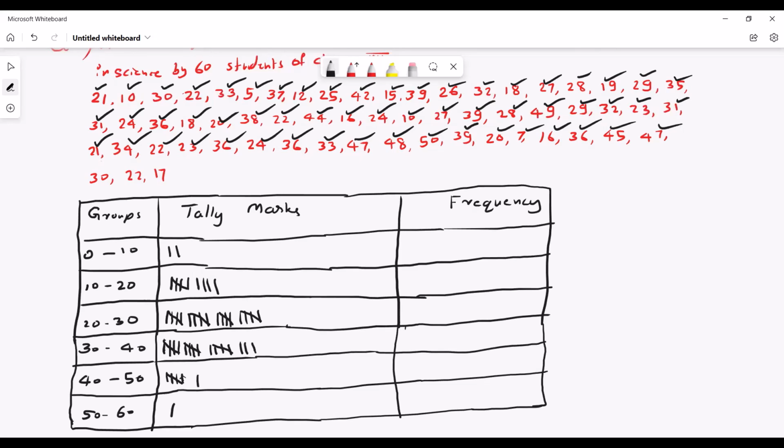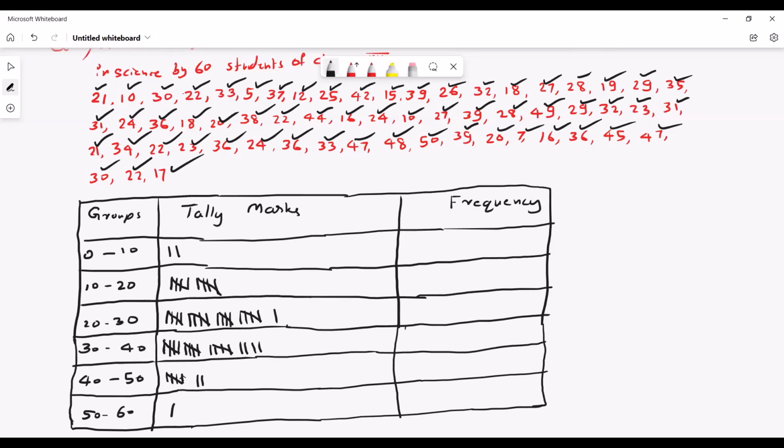Next is 47. That also will come in the 40 to 50 group. Next is 30. So wherever the 30 is coming as the higher range, there it will come. It means the 30 to 40 group it will come. Now 22. 22 will go in 20 to 30 and 17 is 10 to 20. So 4 is already there, so it will be coming as a cross.